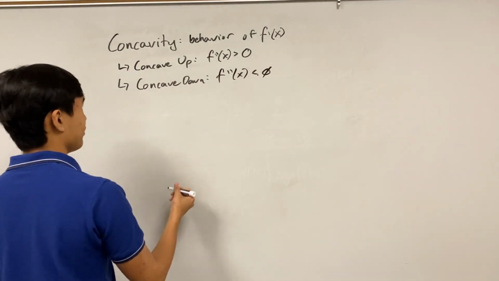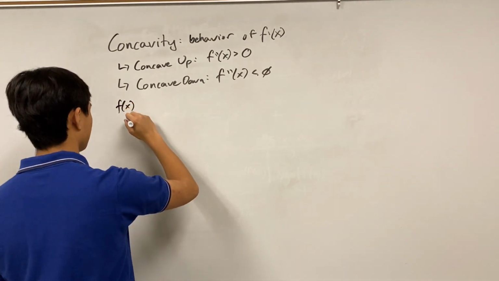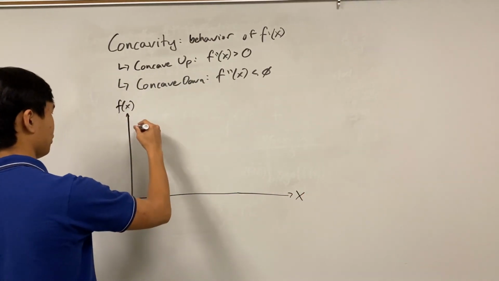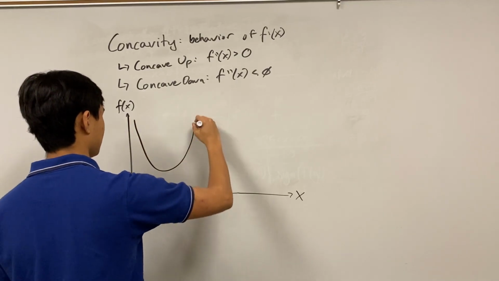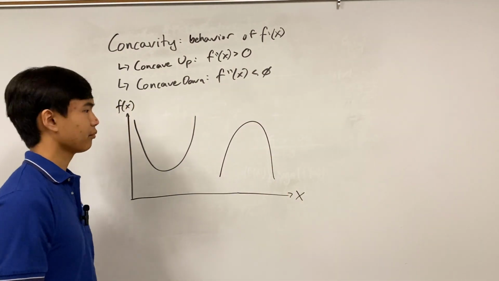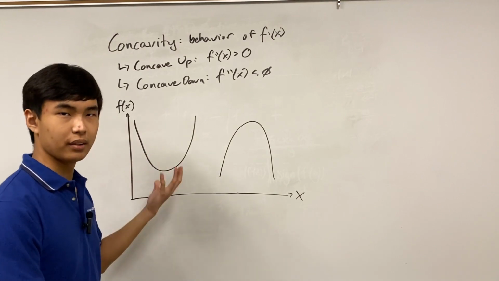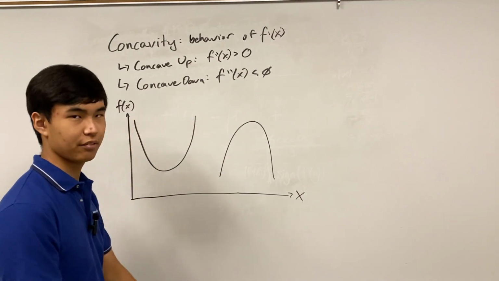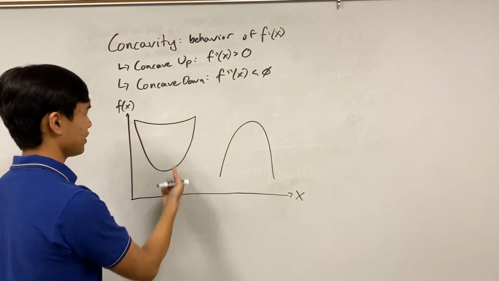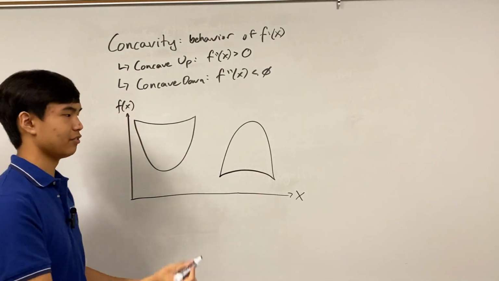And just so you know what concave up looks like, if you have the graph of f of x, I'm going to draw two graphs. A function that goes like this is concave up, and a function that goes like this is concave down. It's kind of like if you think of the function as a cup, and whichever way is open is the way that's concave. So for example here, the cup's facing up, so it's concave up. Here, the cup faces down, so it's concave down.